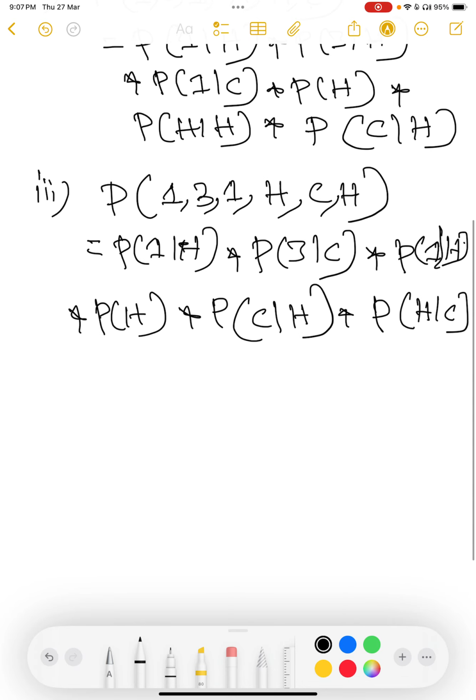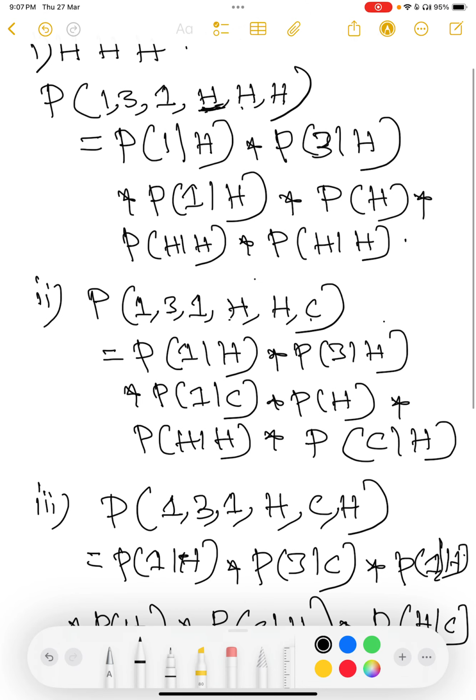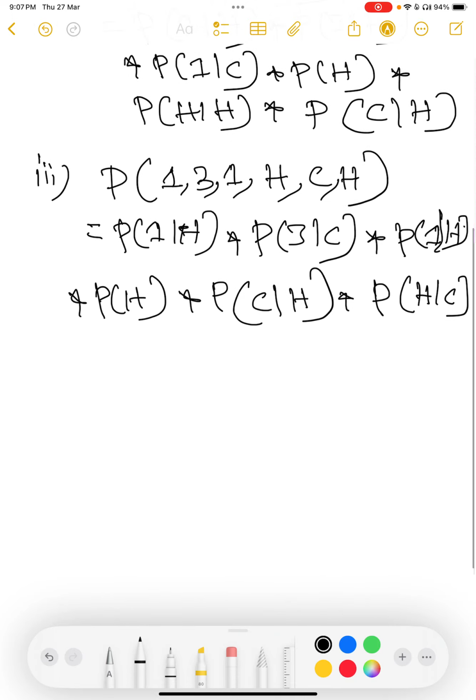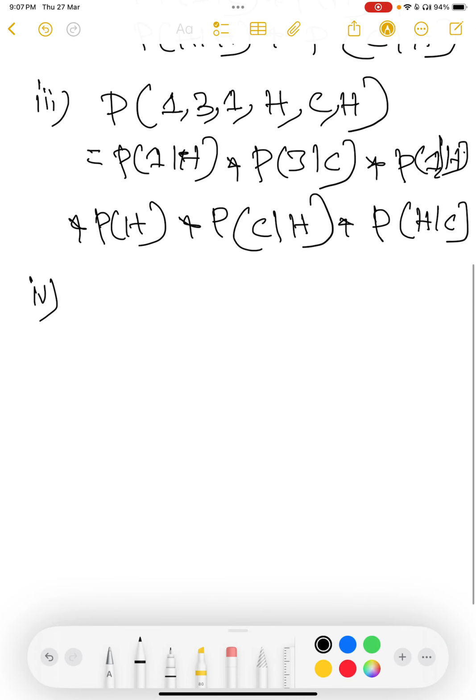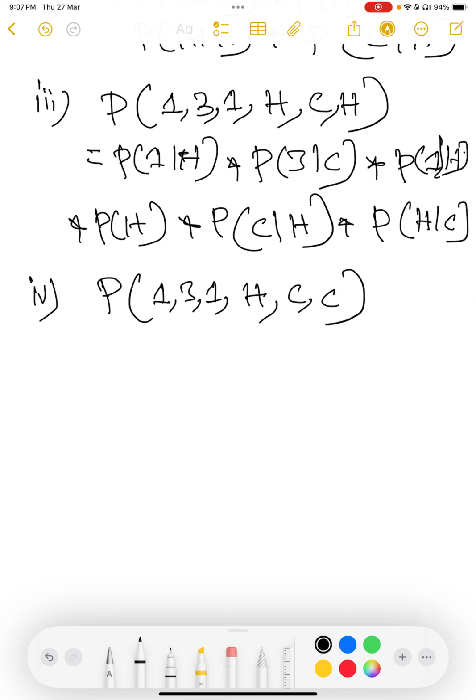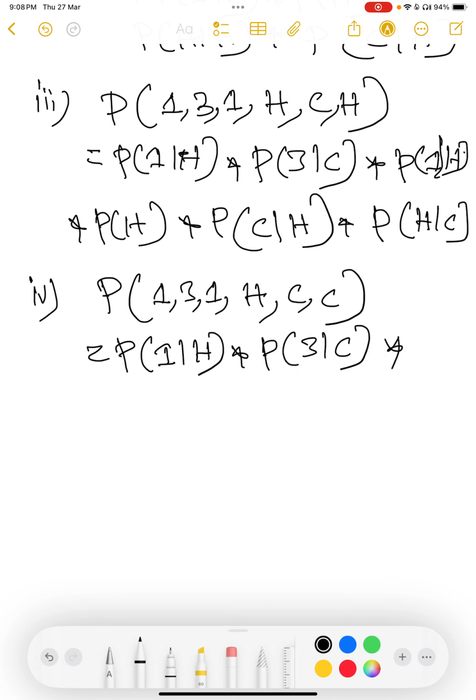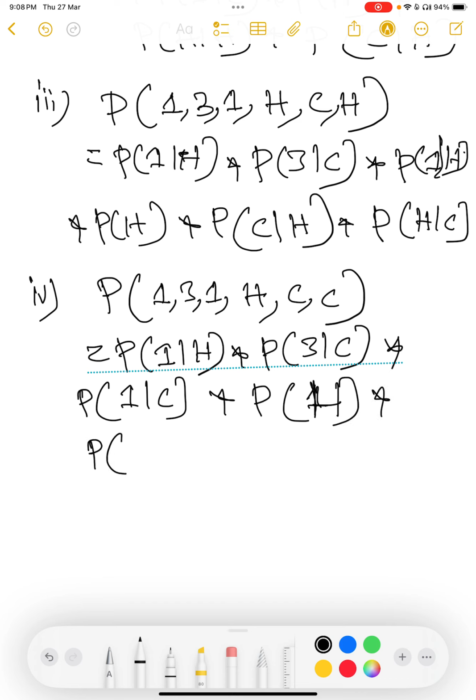This is the second one, and now you have to go for the next one. So like this you have to go. What is 1, 3, 1, comma, H C C? So it's easy. This will be probability of 1 given H into probability of 3 given C into probability of 1 given C. So this is the emission probability, and we have got the transition probability: probability of H, probability of C given H into probability of C given C.